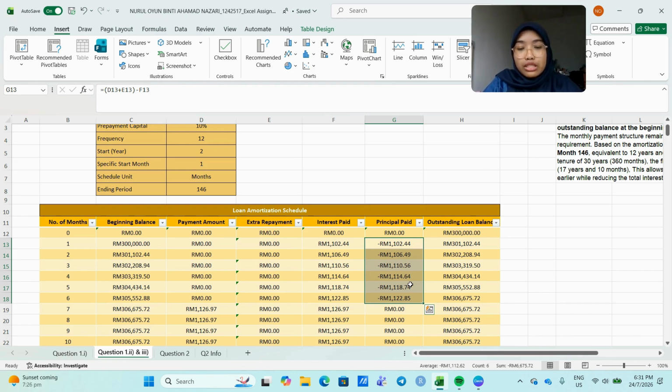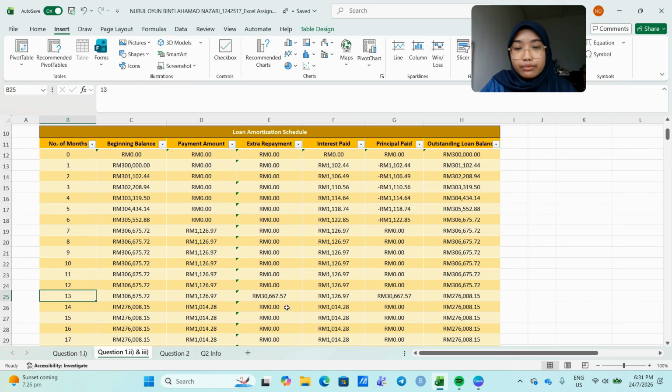When extra repayment occurs, for example, for month 13, the lump sum payment goes 100% into principal paid, directly reducing the loan balance.